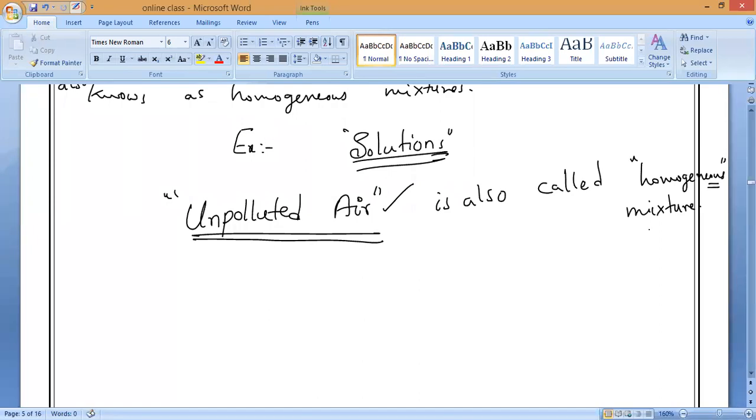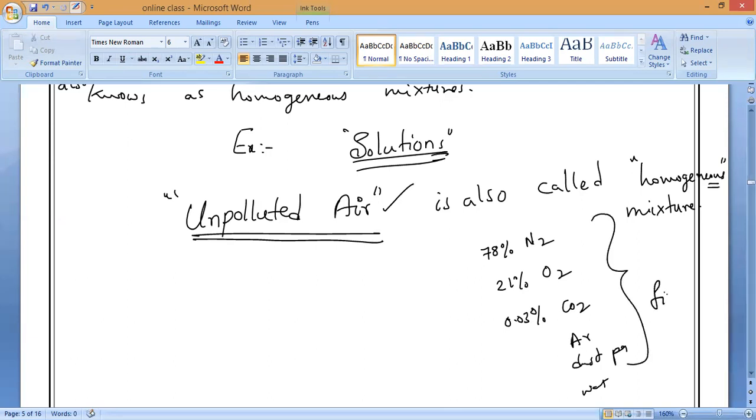Unpolluted air is also called a homogeneous mixture because, how much is it? 78% of nitrogen, 21% of oxygen, 0.03% of carbon dioxide, and the remaining argon, dust particles and water vapor, everything in fixed composition. Fixed composition, understanding. So that is why it is called homogeneous.